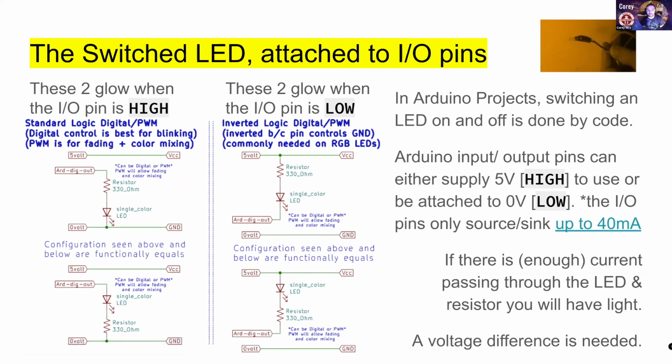Because if you connect it to ground, then the charges want to move down through and exit because that's its connection to ground. And that's called sinking current. And the pins can source or sink up to 40 milliamps. So that's totally fine.